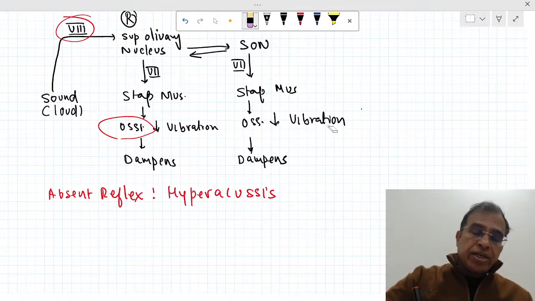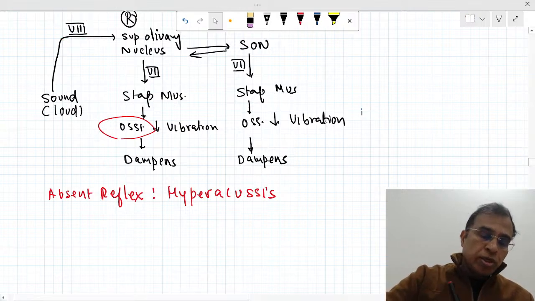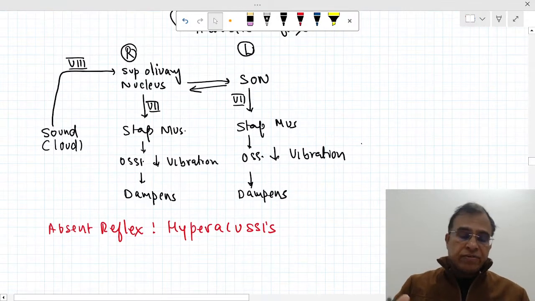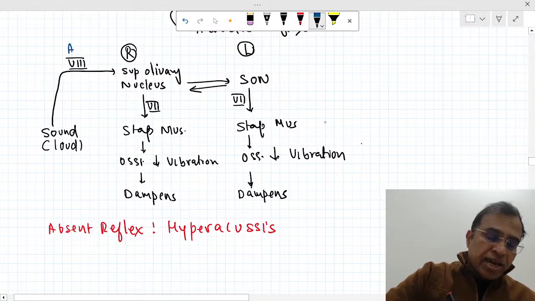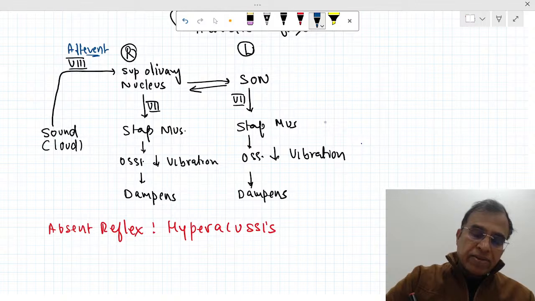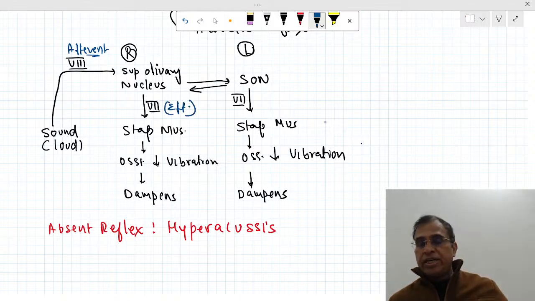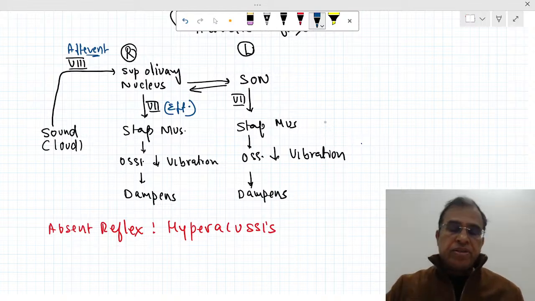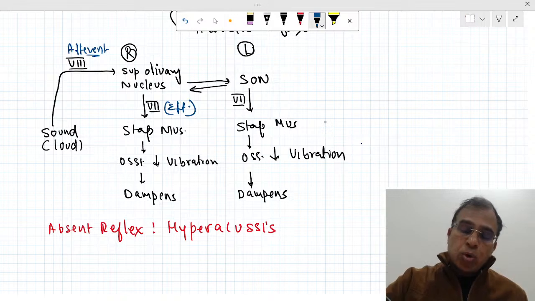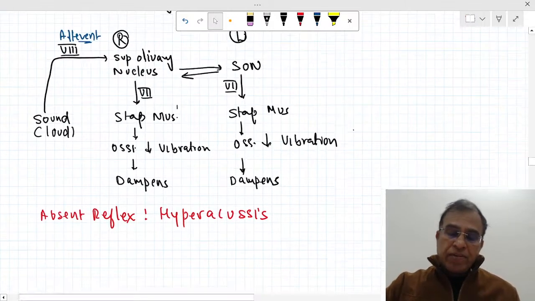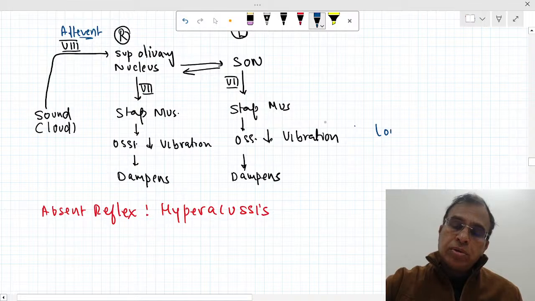And how many nerves are needed for this reflex? Two nerves: the seventh nerve and the eighth nerve. The eighth nerve is the afferent nerve and the seventh nerve is the efferent nerve in the reflex. Remember, the afferent nerve is the eighth nerve, the seventh nerve is the efferent nerve. Now tell me, what will happen if I give the loud sound to the left side?